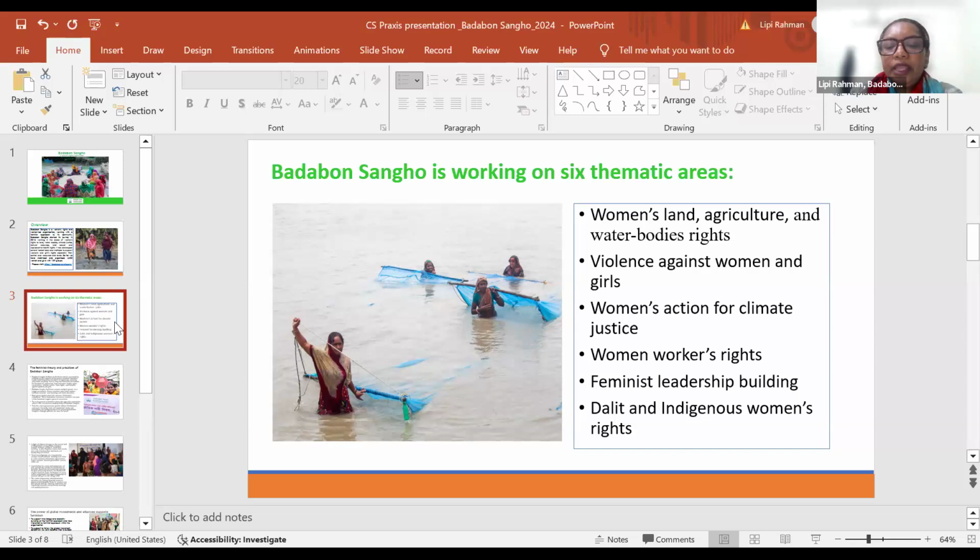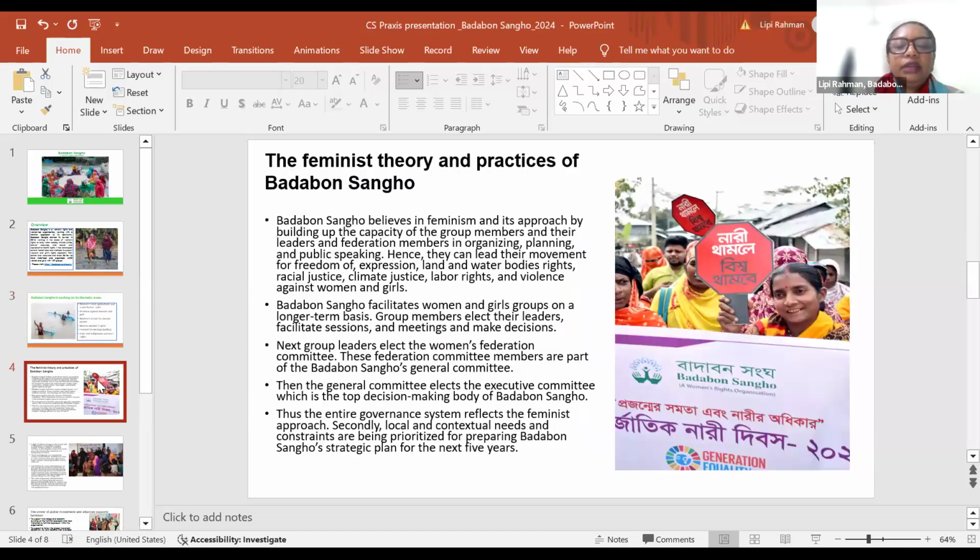We are also building leadership of feminist leaders among these groups, and working for Dalit and indigenous women's rights in this area. For feminist theory and practice, Badabon Sangho, as I said, believes in feminism and its approaches, building up the capacity of the group members.